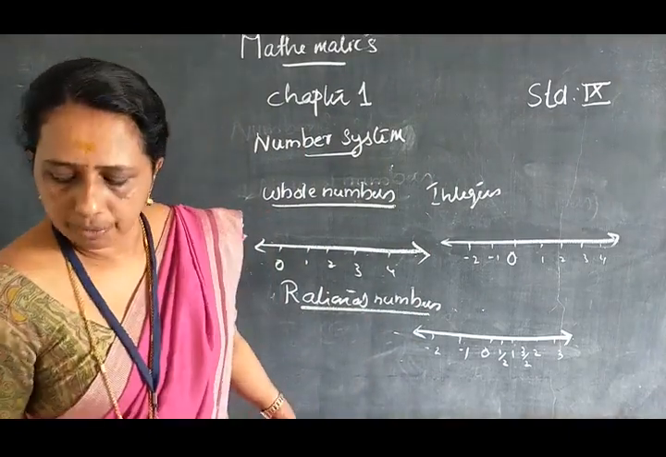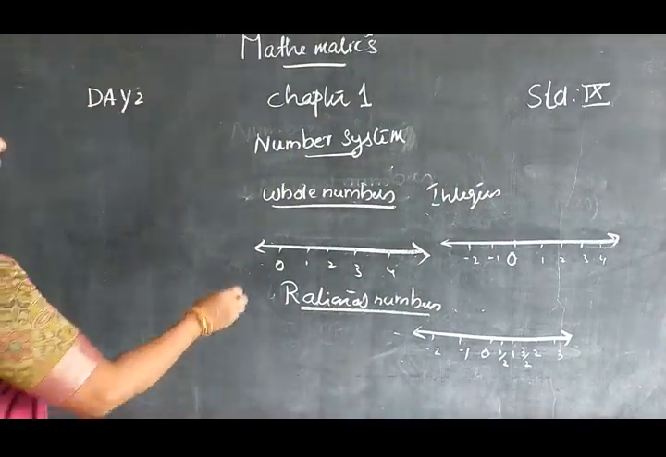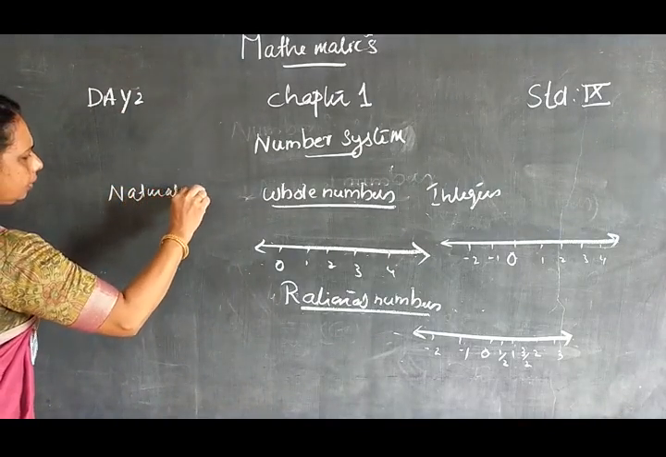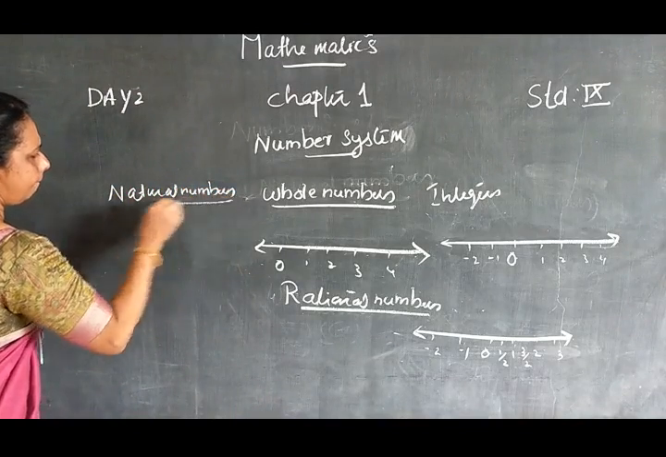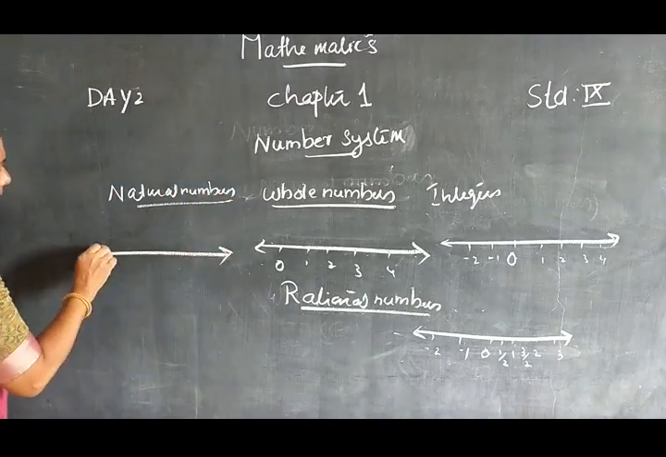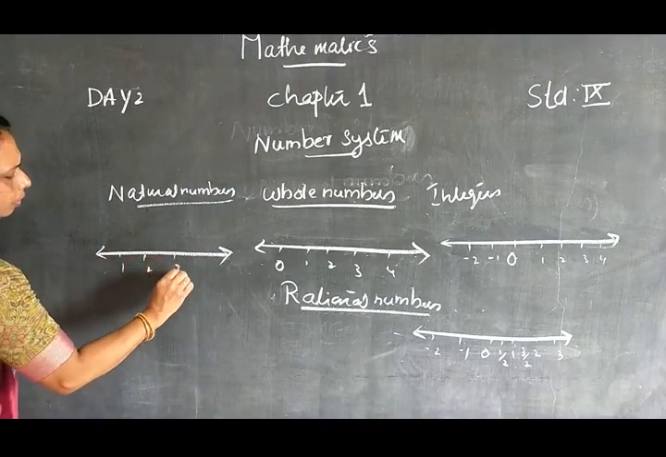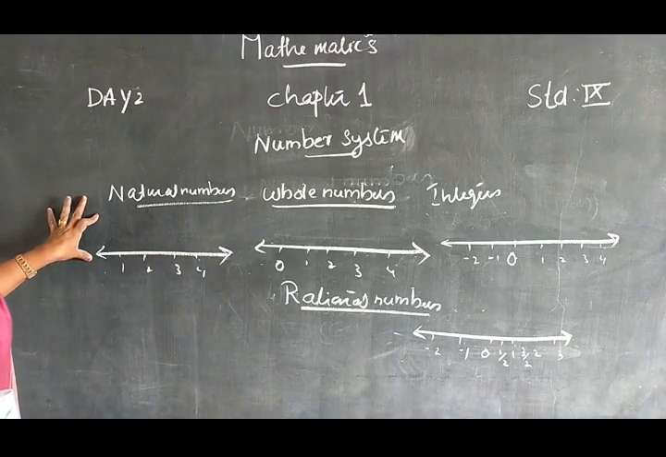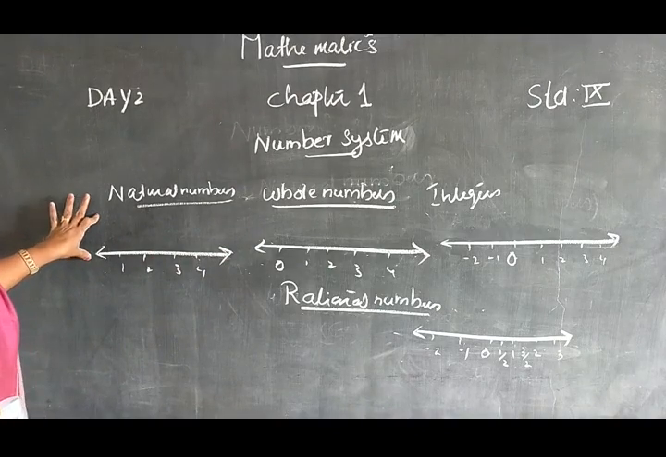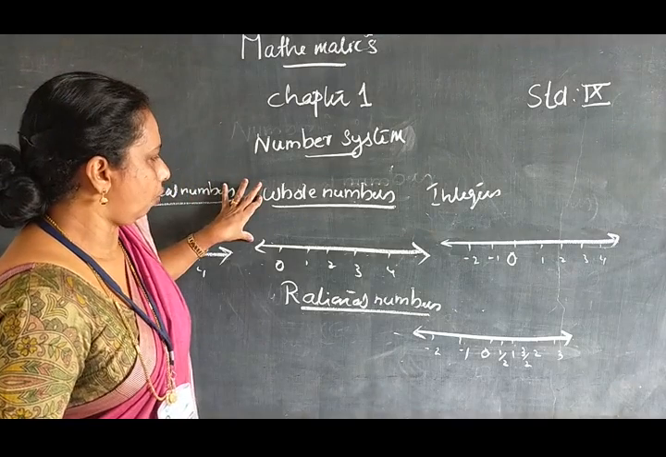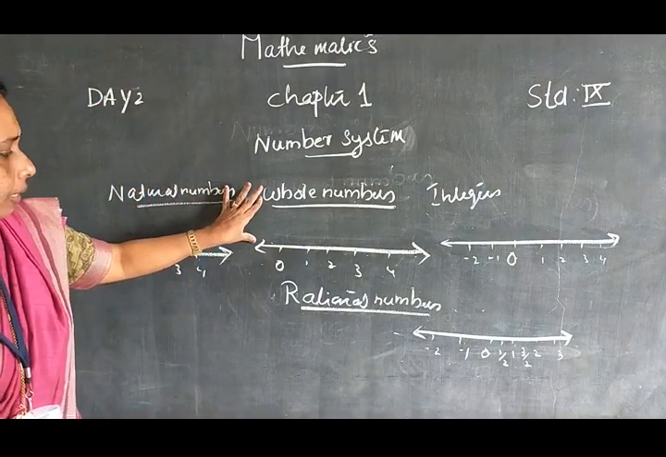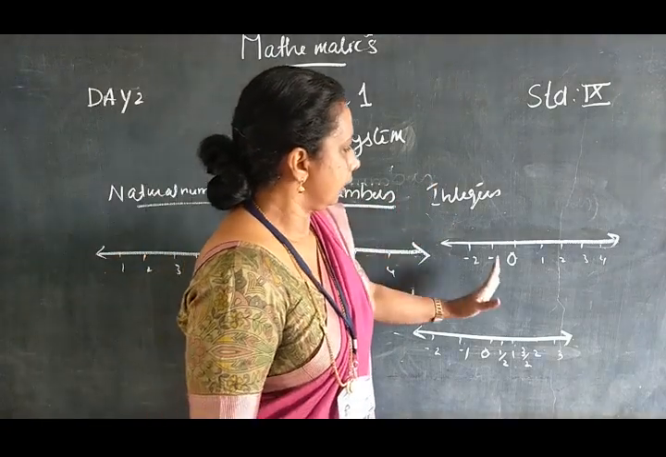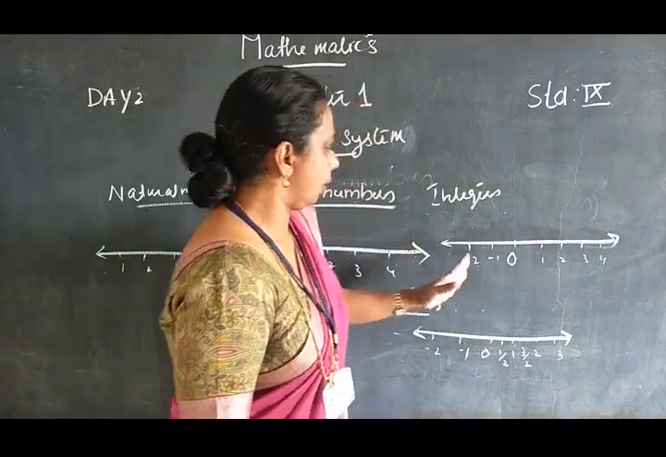First one is how we can represent natural numbers on a number line. Natural numbers: 1, 2, 3, 4, etc. This is the representation of natural numbers on a number line. Then this is whole numbers: 0, 1, 2, 3, 4, etc. Then integers: 0, positive numbers and negative numbers.